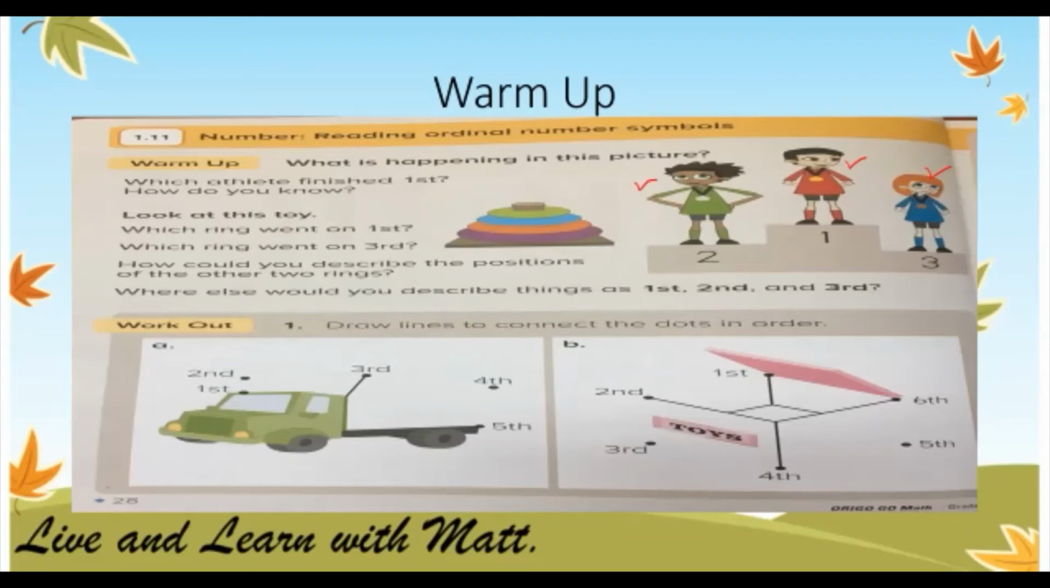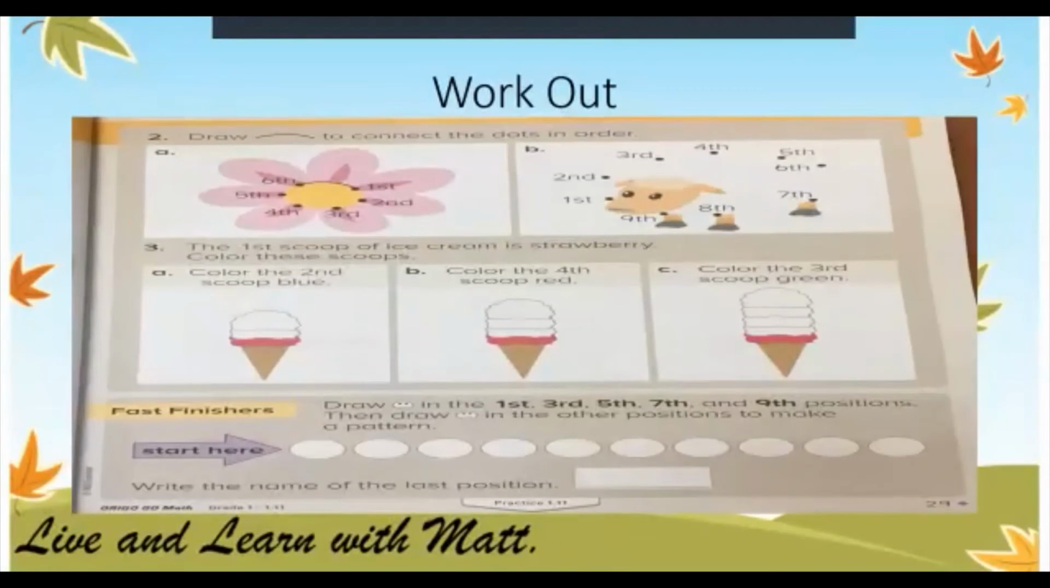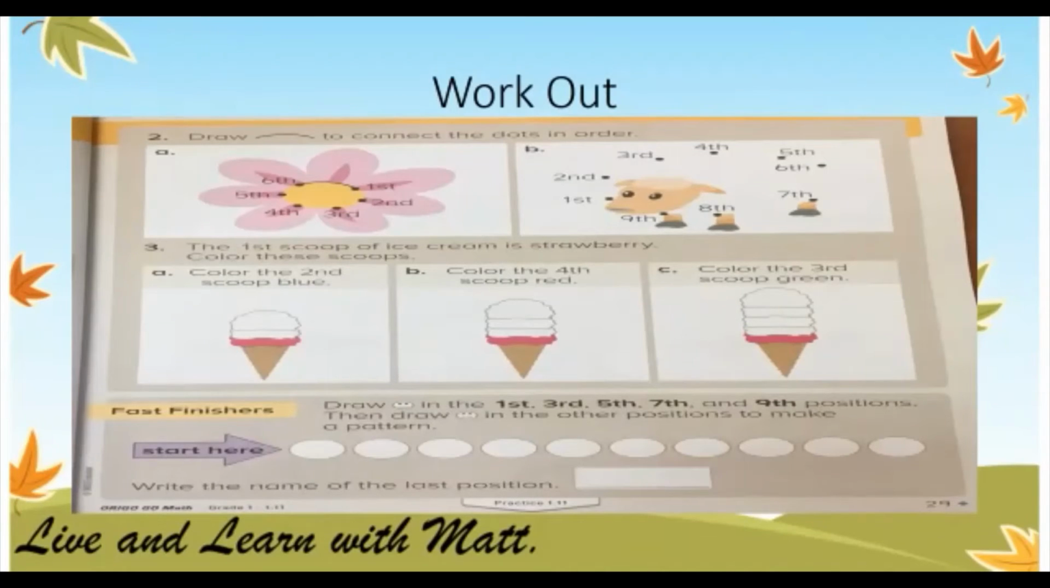Let's do the part A first. So we're going to connect from the first to the second, to the third, to the fourth, and to the fifth. Part B, the same. First to second, to third, to fourth, to fifth, and to sixth. Workout number 2. Draw to connect the dots in order.